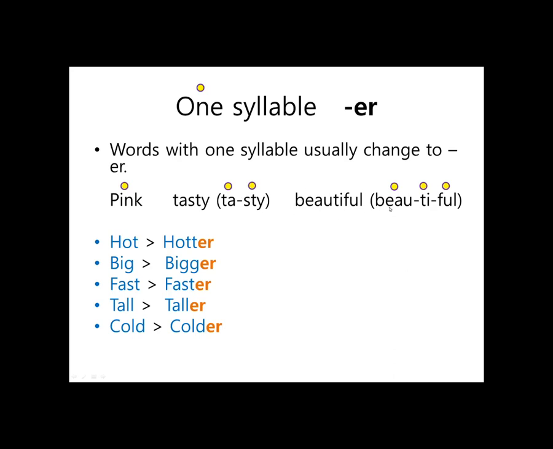Beautiful, beautiful, beautiful. This is three syllables. So for one syllable adjectives, we add ER on the end. So hot, hotter, big, bigger, fast, faster, tall, taller, cold, colder.